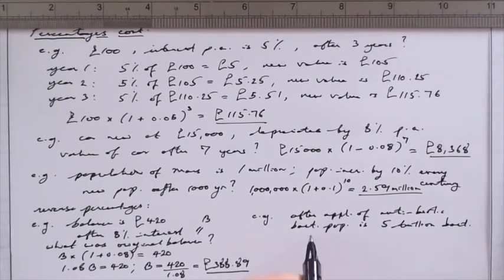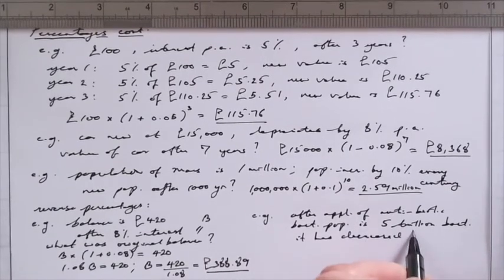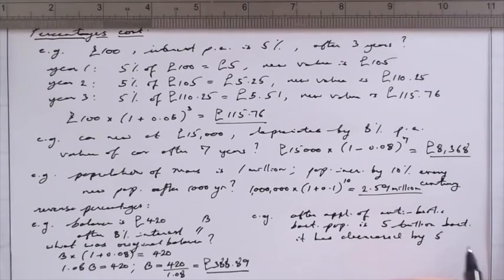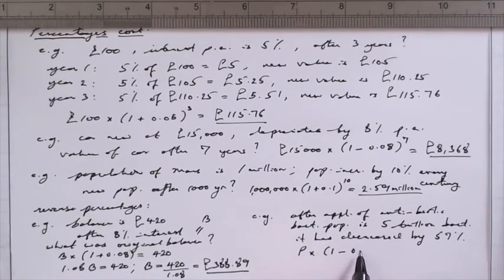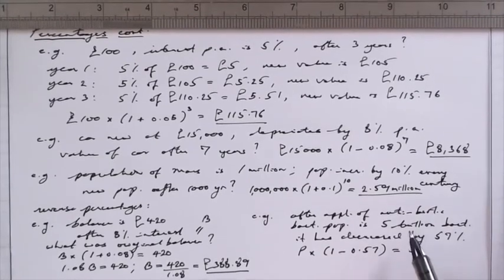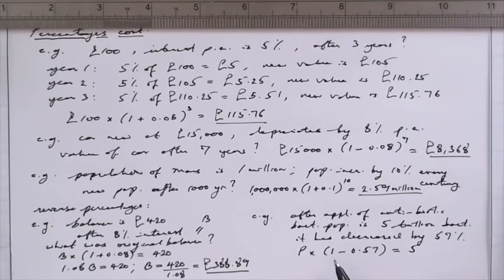Okay. And we're told that it has decreased by 50%. Or let's just make it a funny number, 57%. And we're asked to find out the original population. So let's call the original population P. What we know is that the original population multiplied by 1, which is the original value, take away 57%, which is 0.57, is 5 lots of a trillion. So I'm just going to write 5, and we're going to deal in units of a trillion.